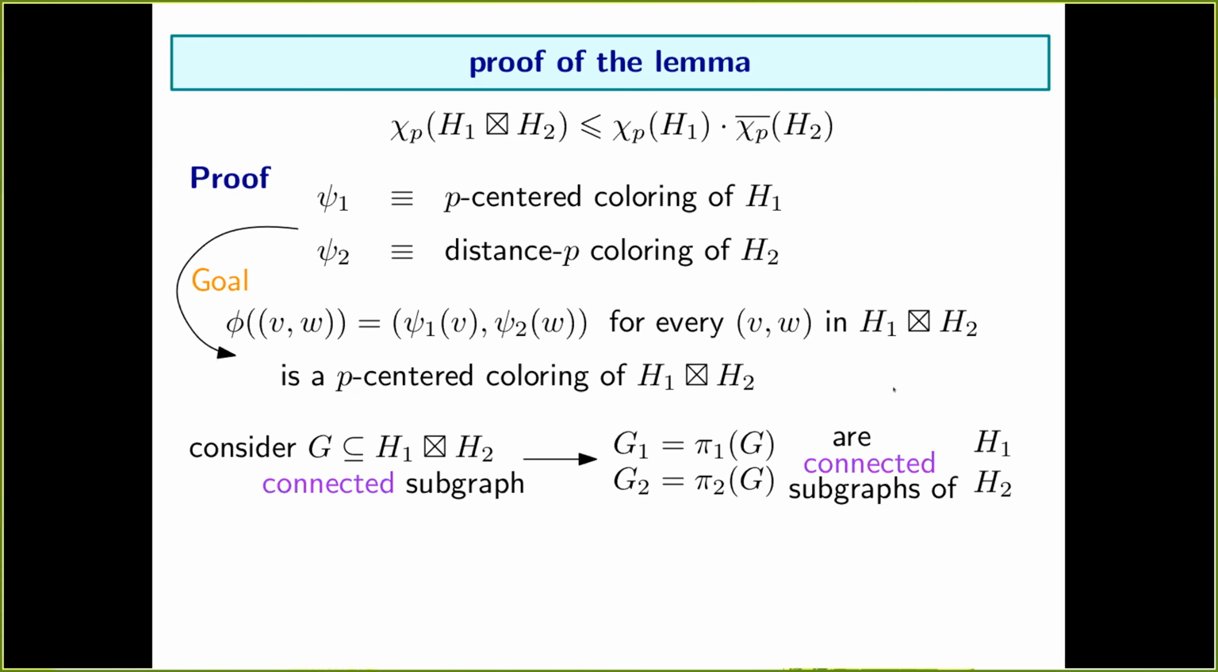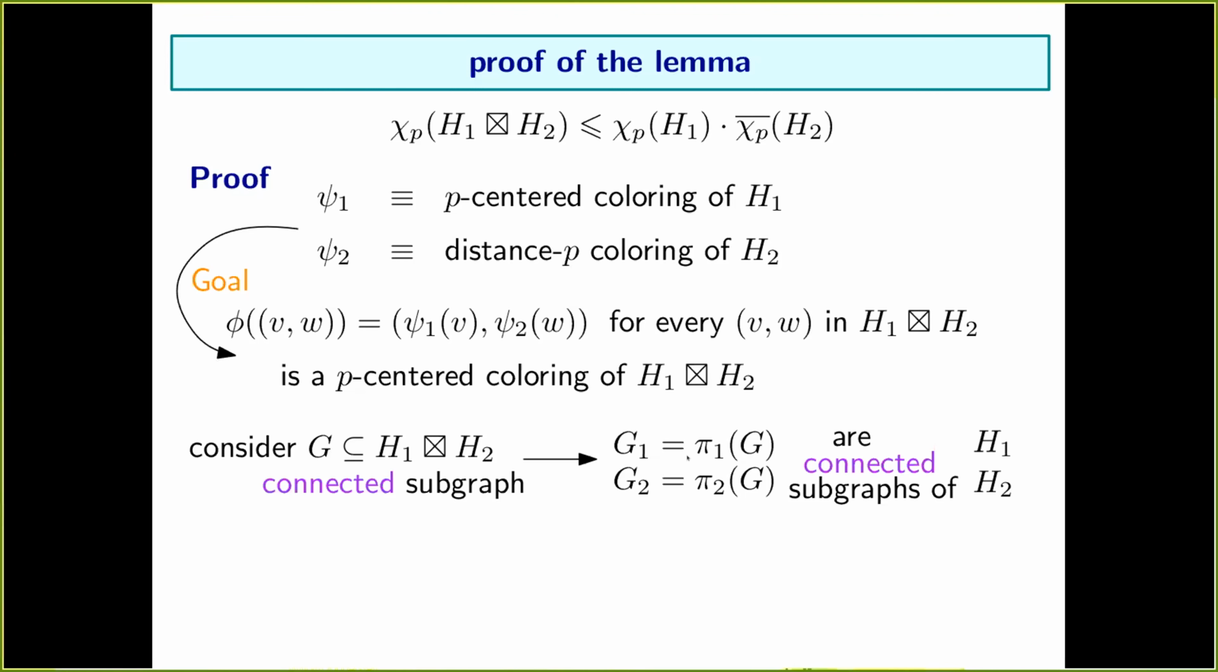Well, how to prove it? If we want to prove that something is a p-centered coloring, we should consider a connected subgraph of our initial graph. Our initial graph is a product, so we consider a subgraph G of H1 cross H2. It's connected. And now we want to show that under phi we have a vertex with a color that is unique there, or lots of colors are used there, more than p colors. This is our goal.